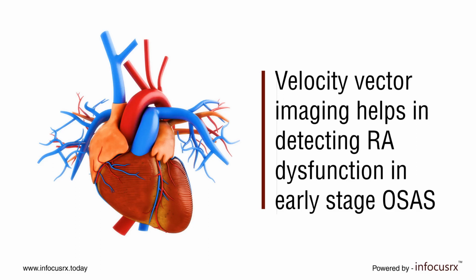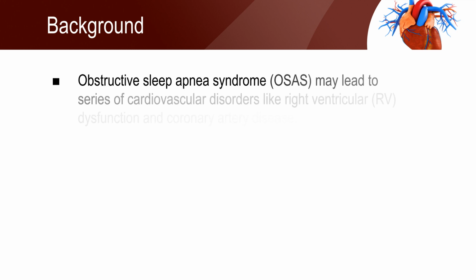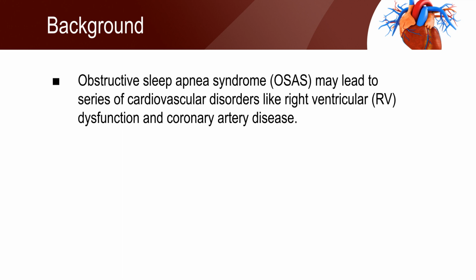Velocity vector imaging helps in detecting right atrium dysfunction in early-stage obstructive sleep apnea syndrome. Obstructive sleep apnea syndrome may lead to a series of cardiovascular disorders like right ventricular dysfunction and coronary artery disease.